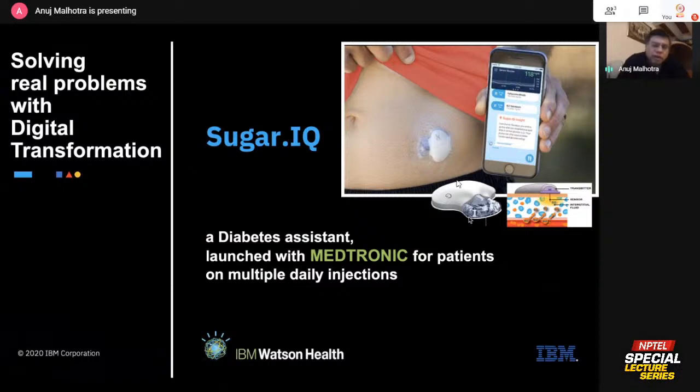What you see on the screen is the sensor on the right-hand side. There's a brand called Guardian with Medtronic. This is a continuous glucose monitor. If you have type 2 diabetes, it's a chronic disease. Lots of people around the world have it, which means many times during the day, you actually have to inject yourself with insulin, right? And because it's to be done multiple times during the day, you can't keep going back to a nursing station to say, I need an insulin injection and give me one, right?